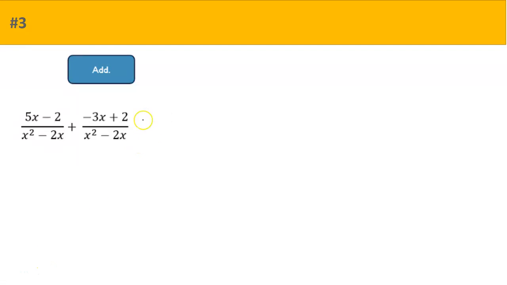Okay, here we add these two radical expressions. Since the denominators are both exactly the same, all we need to do is keep the denominator the same and add the numerators. The numerator is 5x minus 2 plus negative 3x plus 2.